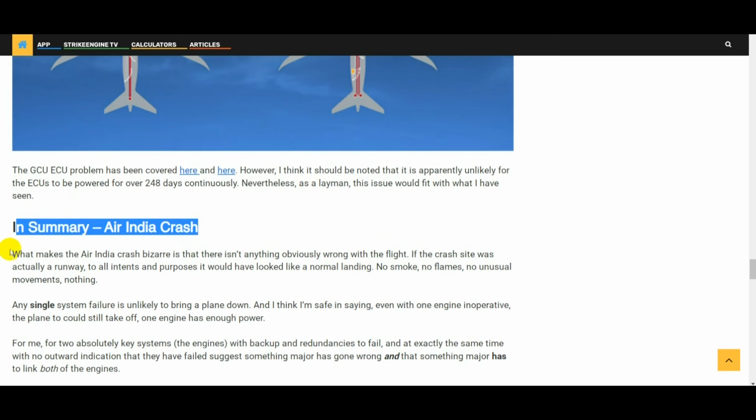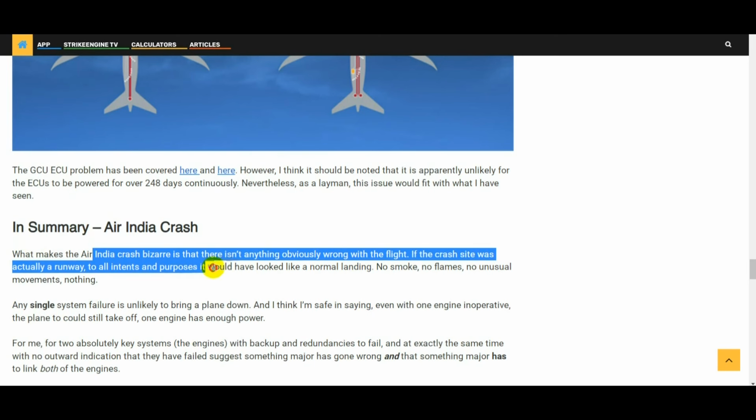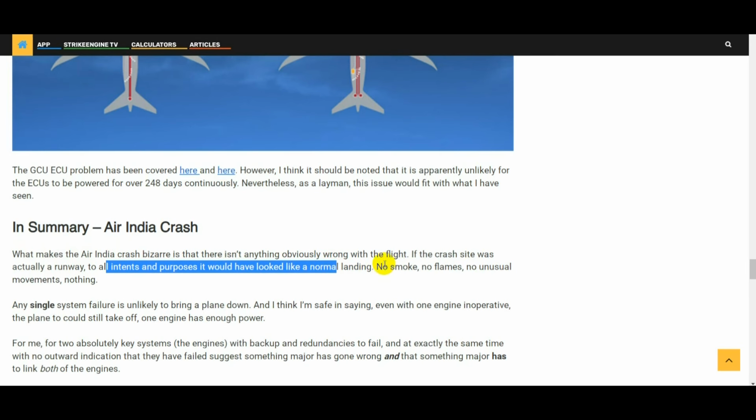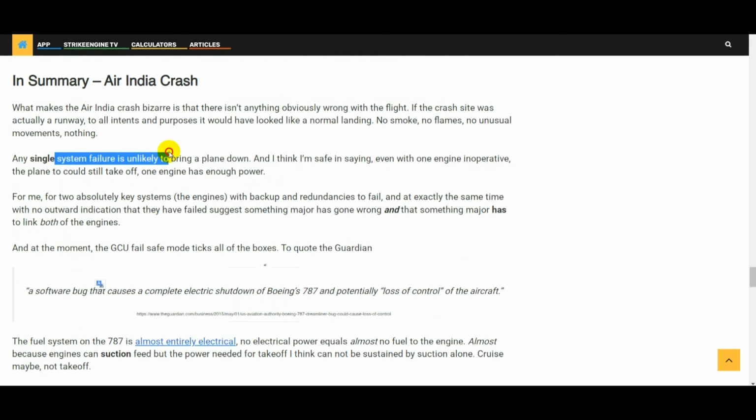So in summary, what makes the Air India crash bizarre is that there isn't anything obviously wrong with the flight. If the crash site was actually a runway, I think to all intents and purposes, it would have looked like a normal landing. There was no smoke, no flames, no unusual movements, nothing. Any single system failure is unlikely to bring a plane down, and I think it's safe to say that even with one engine inoperative, the plane could still take off. One engine has enough power to power the airplane into flight.